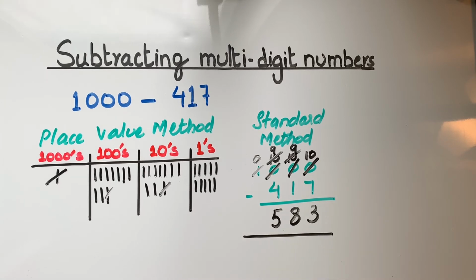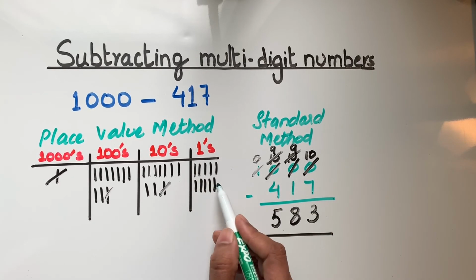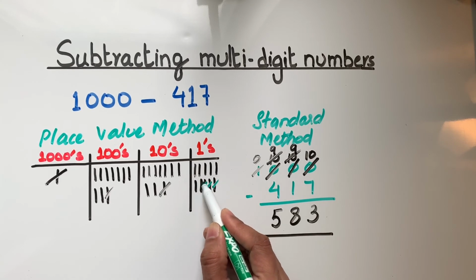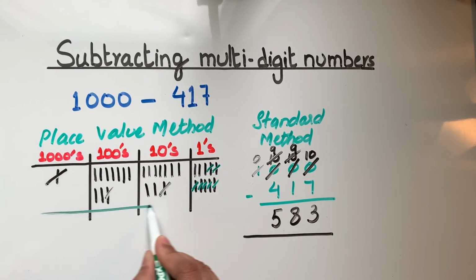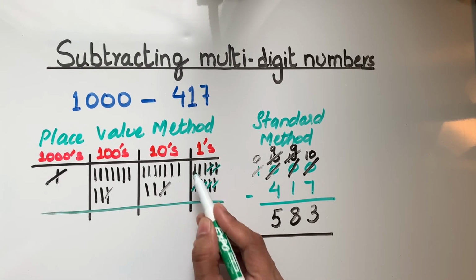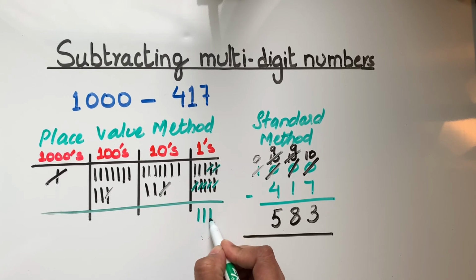Let's do the same thing with the place value method. We have to subtract in the ones place. We have to subtract 7 in the ones place. Okay, let's cut 7 ones. 1, 2, 3, 4, 5, 6, and 7. How many ones left? 1, 2, and 3. 3 ones left. Okay, so instead of writing this 3, we will write 1, 2, and 3.